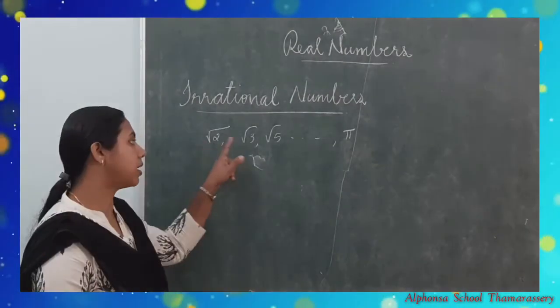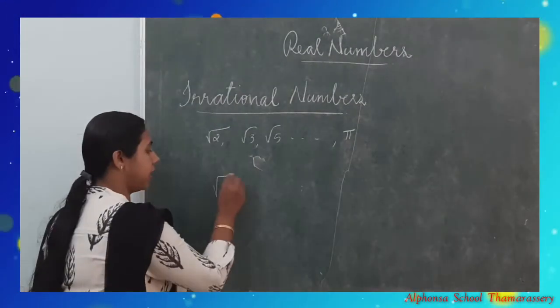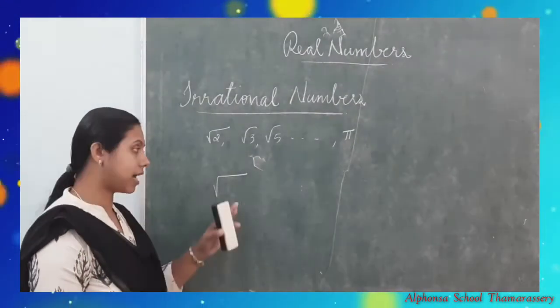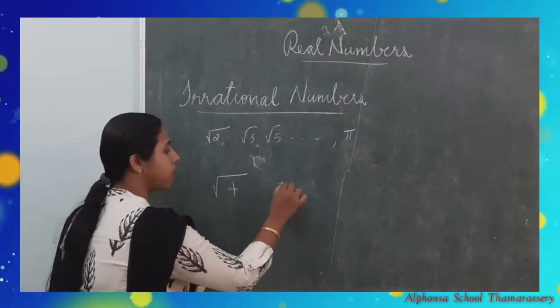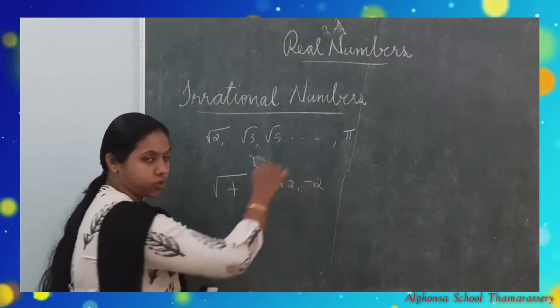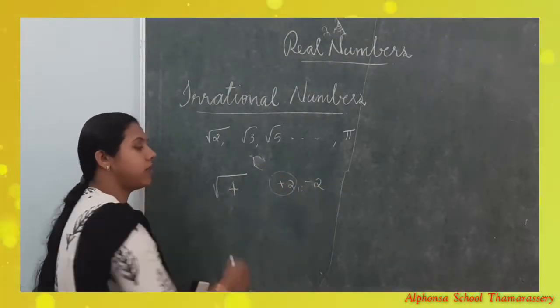We know that the root sign represents a positive root. The root means it has two numbers. If it is root 4, it has two roots, positive 2 and minus 2. But if you use this sign, it is representing only the positive value.